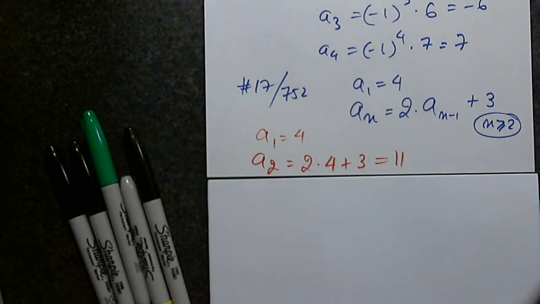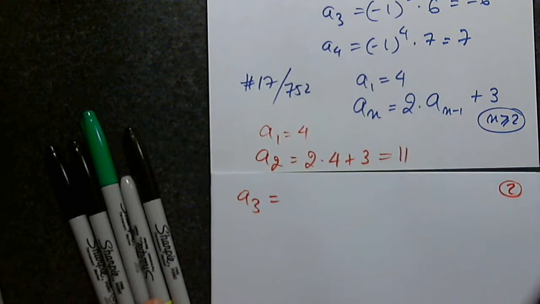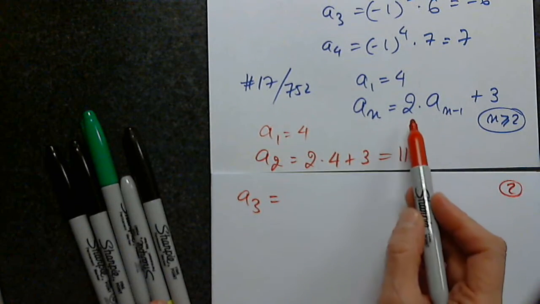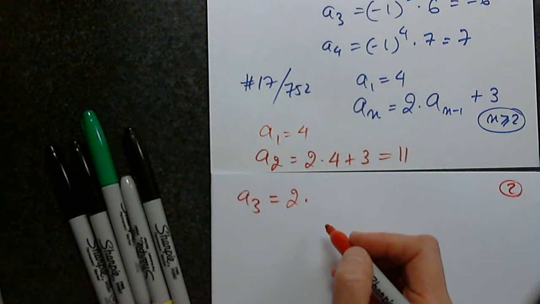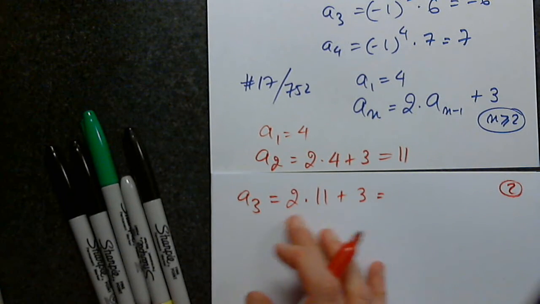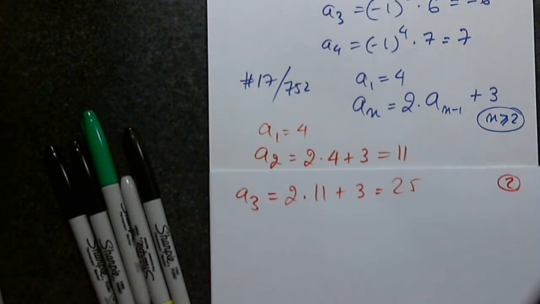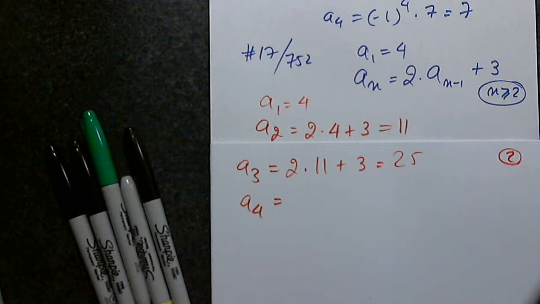Can anyone give us the third term? How do I write the third term? Yes? A sub 3 minus 1, which is A2, which is 11. Very good. And plus 3. 22 plus 3, 25. That's it. And the fourth term of the sequence.